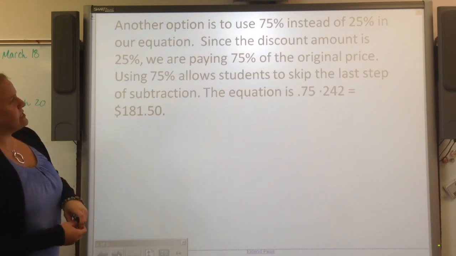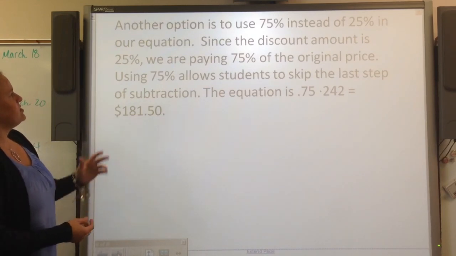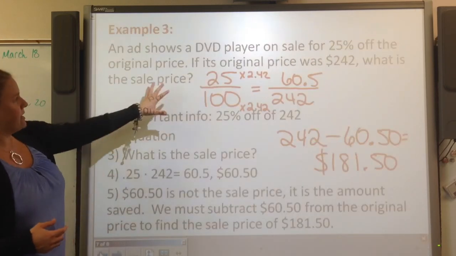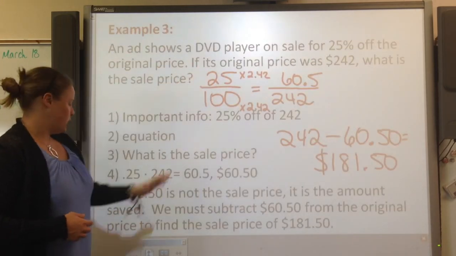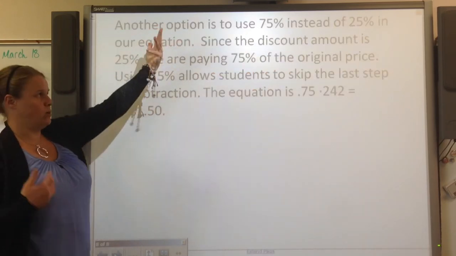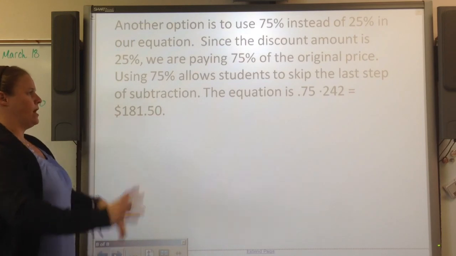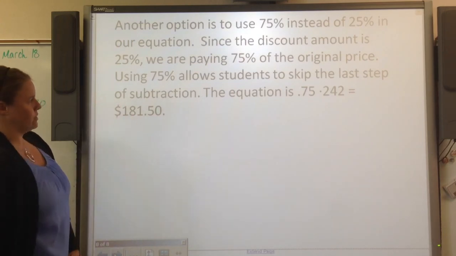Another option is to use 75% instead of 25%. So this is just saying that I could have done, instead of saying what the discount was, I could have said what we're keeping, so 75%. I just like doing the original and taking it away. But either way would have worked if you want to take a look at that.